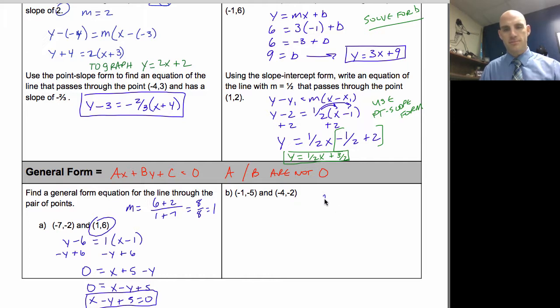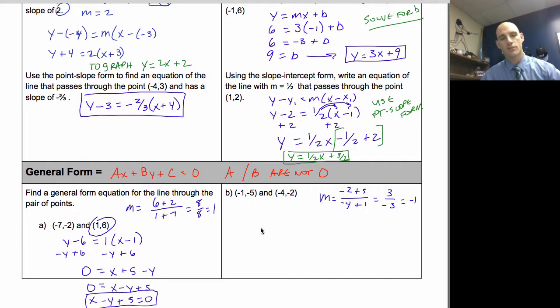All right, for this one, you're back from the break. You paused. If you didn't pause, I just kept talking. And so here we go. So I've got negative 2 plus 5 over negative 4 plus 1. So I've got 3 over negative 3, which is negative 1. So my slope is negative 1.